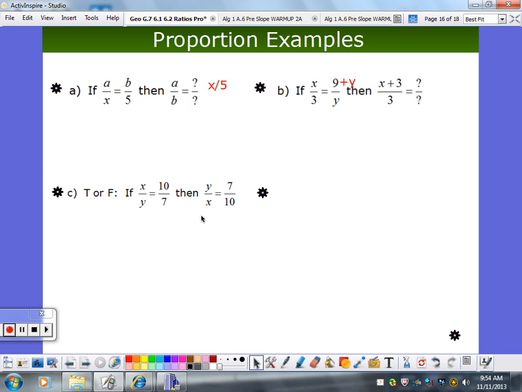Yeah, exactly. I still have the same cross product. 7x equals 10y, 7x equals 10y. This is true. How about this one? If x over y equals 10 over 7, then 7 over x equals y over 10. Is that true or false?